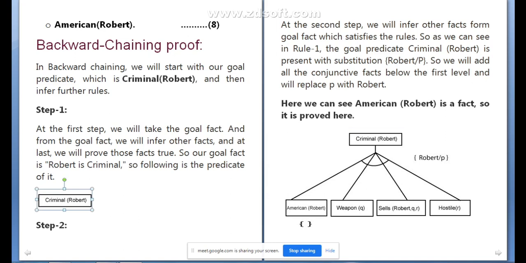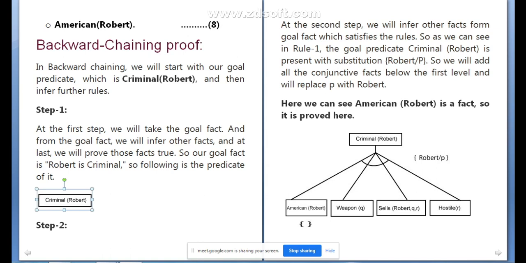Then step 2, at the second step we will infer the other facts from the goal fact and which satisfies the rule. अभी other facts कौन से है? So we can see in rule 1, the goal predicate, that is criminal robot is present with substitution, that is robot substituted by P. So here we can see the American, that is robot is a fact, and so it is proved here.